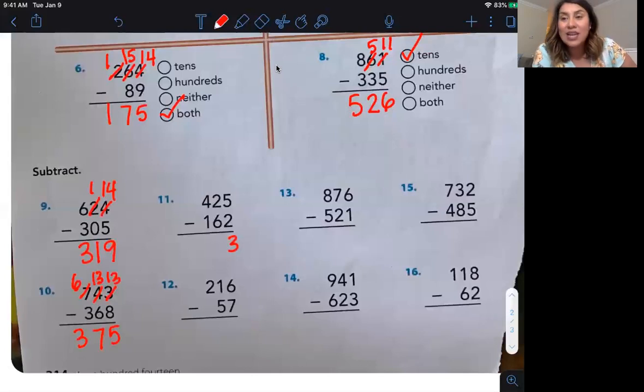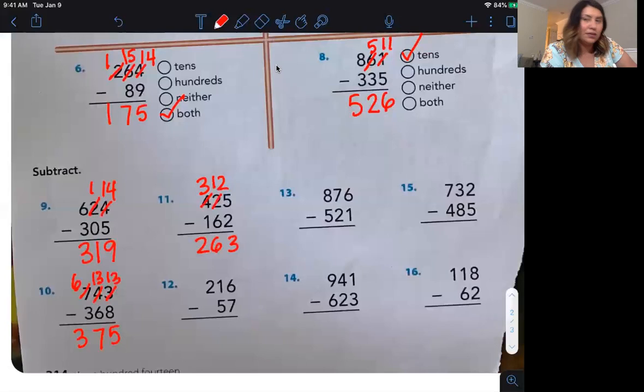2 take away 6. Can you do it? Let's borrow. 4 becomes 3. 2 becomes 12. Well, 12 take away 6, that's a double. So 6 and 3 take away 1 is 2. 263. Very nice. All right.